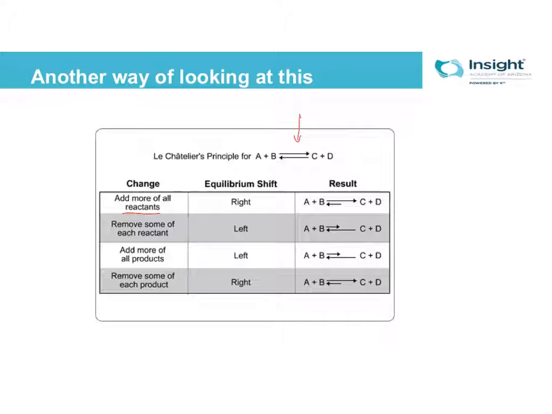If you remove reactants, we're going to try to replace those. So we want to create reactants. So the reaction reverses. It's going to go towards the left. This is the gist of what's going on here. Essentially, if you add something, we're going to try to use it up. So it's going to move away from whatever you add. If you remove something, it's going to try to recreate what you remove. So the direction of the reaction will go towards what you remove.